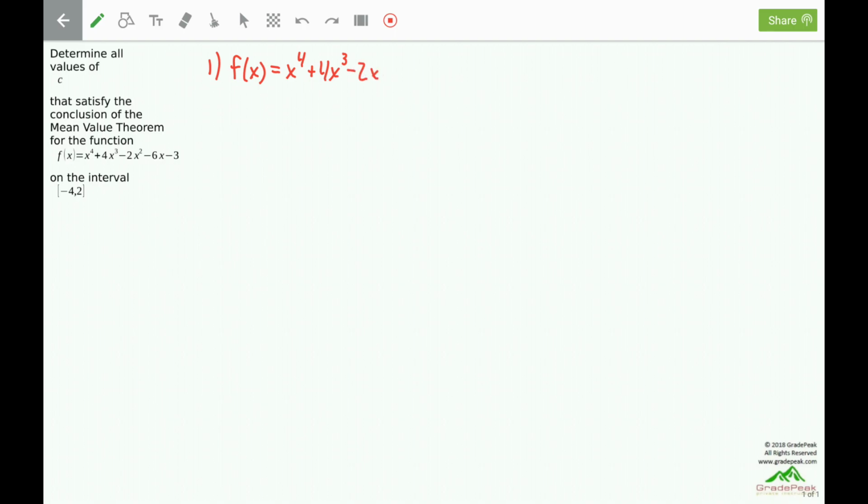The first condition: the function f of x, which is x to the fourth plus 4x cubed minus 2x squared minus 6x minus 3, has to be continuous on the closed interval given. It is a polynomial, and a polynomial is continuous on any interval. Therefore, it will be continuous on the closed interval given. Closed means that it includes both endpoints, indicated by the square brackets on both ends. So condition 1 holds true.